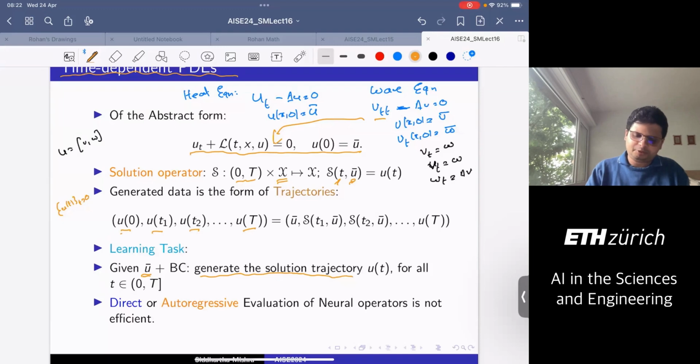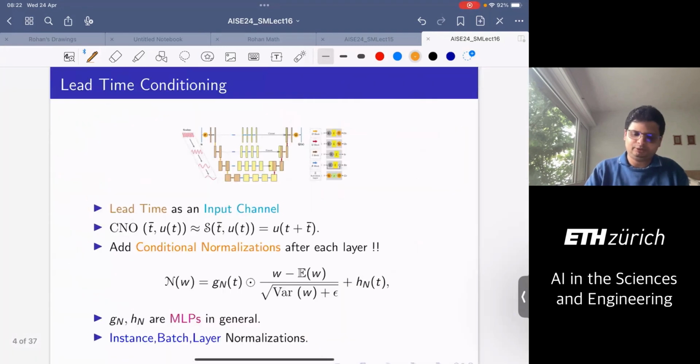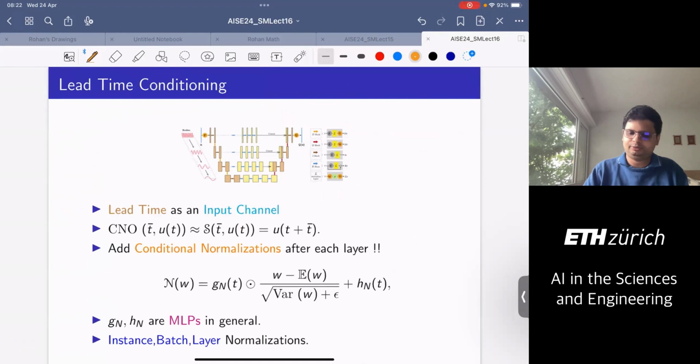So what I had stopped with in the last lecture, and which is what I want to start with again, is to use what is called lead time conditioning. This is the principle here, that you have to give time as some sort of input channels everywhere. So let me try to explain that a little more. I was a bit hasty in the last lecture. So perhaps we can do this.